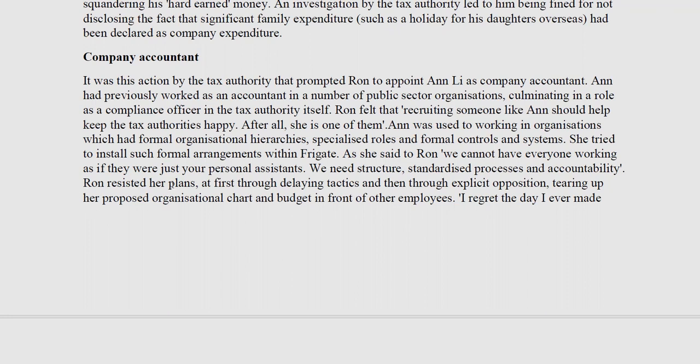Ron actually resisted her plans, at first through delaying tactics and then through explicit opposition, tearing up her proposed organizational chart and budget in front of other employees.